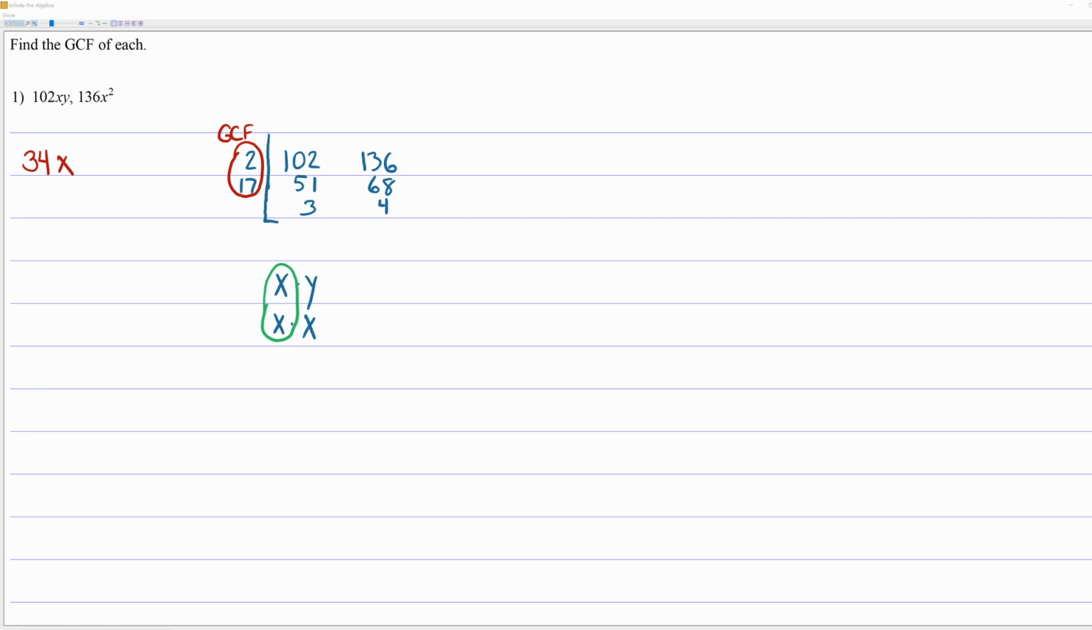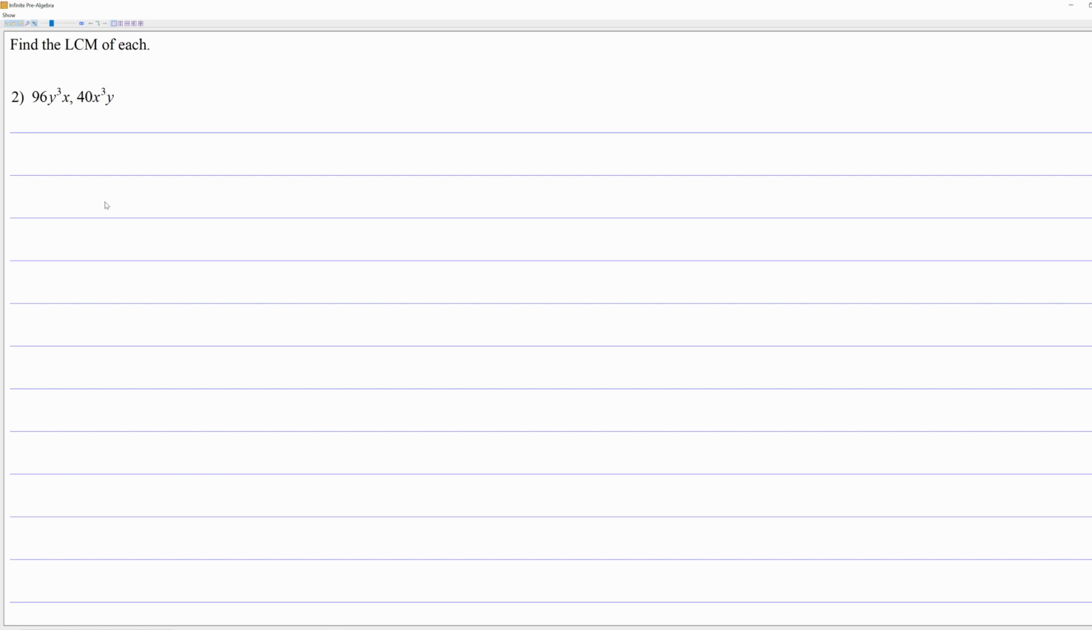Now, let's do the same thing, but this time find LCMs. So we want to find the LCM of these two monomials. Just like the previous example, we're going to deal with the numbers and the variables separately. So here's what we do. We write down our two numbers, and we're going to do exactly the same thing as before, like we're finding the GCF. So I look for a common factor between 96 and 40.